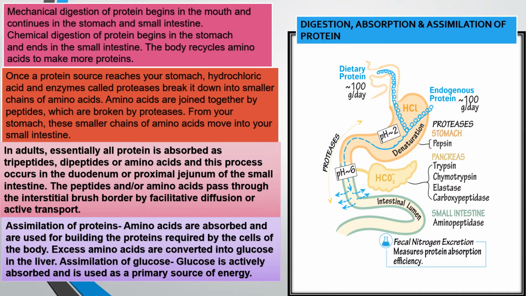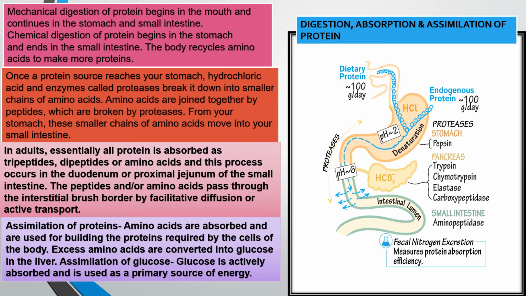Once a protein source reaches your stomach, hydrochloric acid and enzymes called proteases break it down into smaller chains of amino acids. Amino acids are joined together by peptides, which are broken by proteases. From your stomach, these smaller chains of amino acids move into your small intestine. So digestion of protein completes here. Now absorption of protein starts.